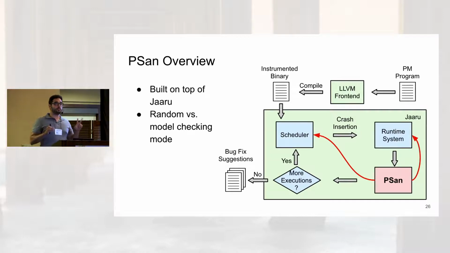PSan can operate in two modes, random mode and model checking mode, to explore executions. And in the end, it reports all the robustness violations that it found in the program, and then suggests the corresponding fixes for each one of them.